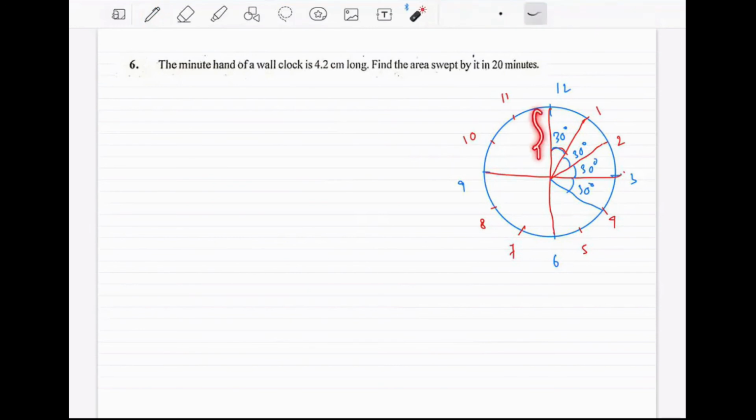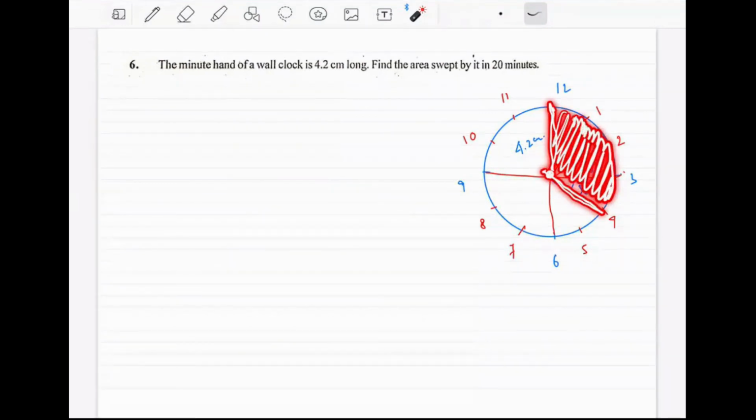The minute hand is how long? The minute hand is 4.2 centimeter long. The minute hand is from here to here. So this 4.2 centimeter will act as what? Radius. The minute hand is moving in a circle, right? So it goes from 12 to 4. In order to cover 20 minutes, it has to go from here till here. When it goes from 12 to 4 in 20 minutes, it forms a sector right here. The question is asking how much is the sector area? How much is the area swept by it?